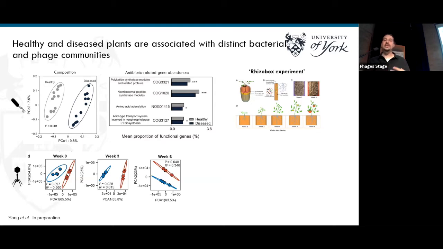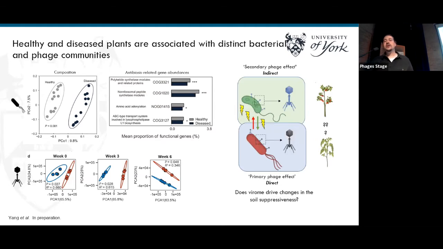So essentially, the viromes of the healthy and diseased plants are very different, and you have different proportions of functional genes there as well. So the idea we want to test is that maybe there are some secondary phage effects that are affecting the infection indirectly. You might have bacteria that have an antagonistic effect on the pathogen, but those bacteria also have phages. And then these phages can indirectly reduce the antibiotic effects of these pathogen-suppressing bacteria.